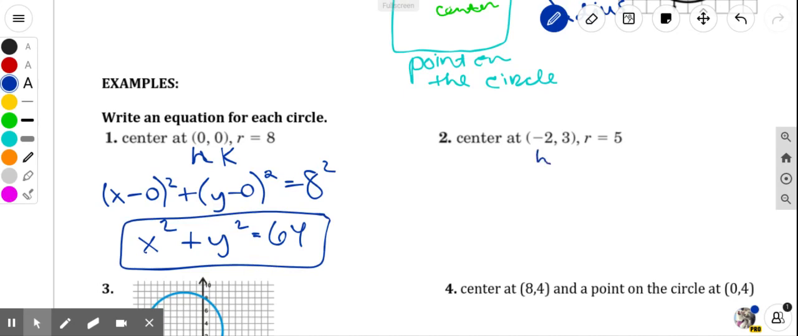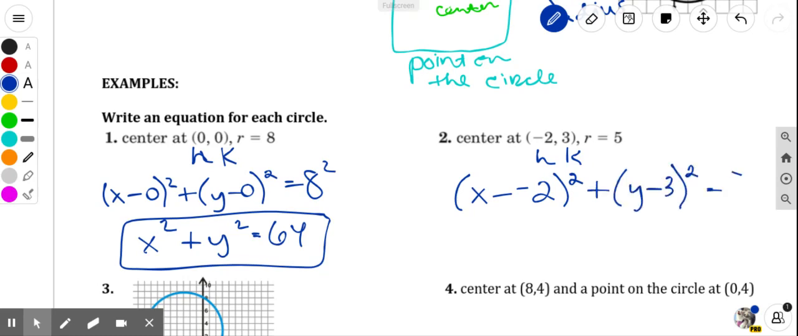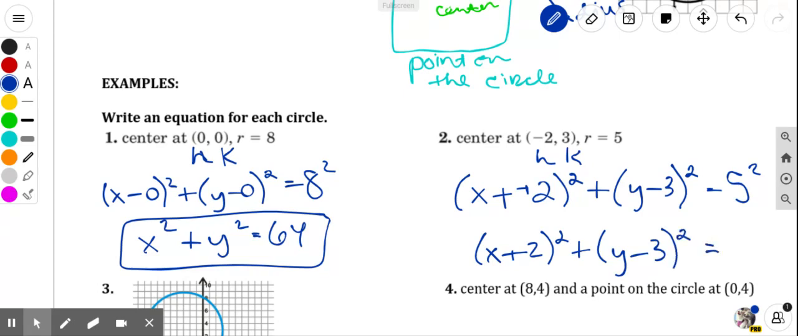Next one, here's our h, here's our k. Again, I'll just plug in first, though you can probably go right to the answer. So x minus negative 2, and then y minus 3, equals 5 squared. If we clean that up a bit, I'm going to make that positive because a negative and a negative is a positive. So it's going to be (x plus 2) squared plus (y minus 3) squared equals 25. And that's your answer.